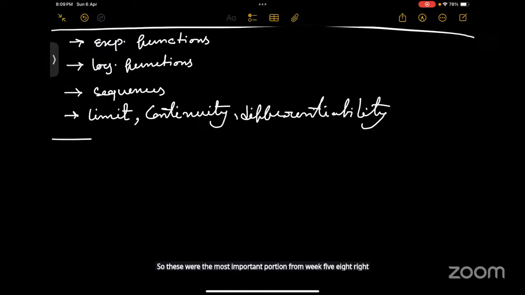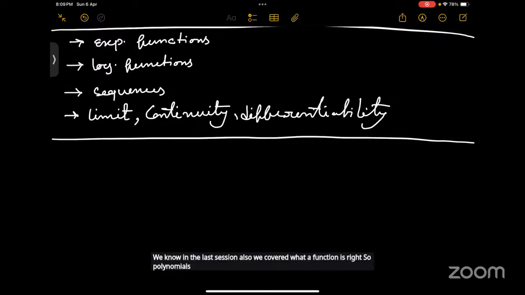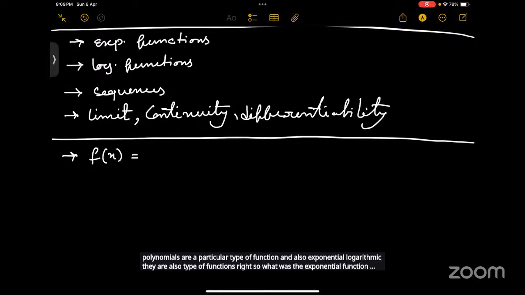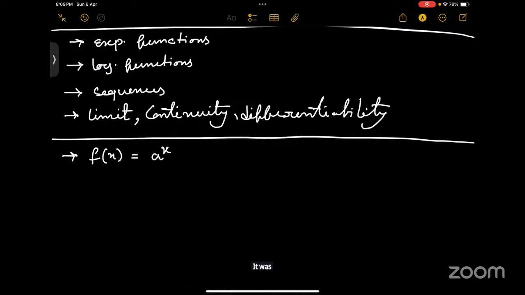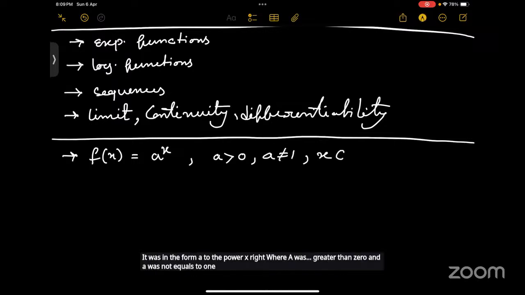So we know in the last session also we covered what a function is, right? So polynomials are a particular type of function, and so also exponential, logarithmic, they are also type of functions, right? So what was the exponential function? What was the definition of exponential function? It was in the form a to the power x, right? Where a was greater than 0 and a was not equals to 1, and the x was from real number, right?